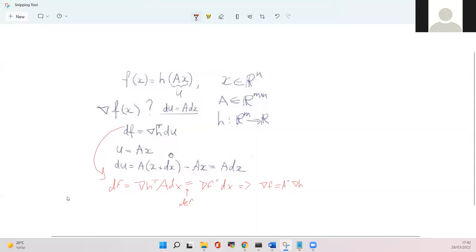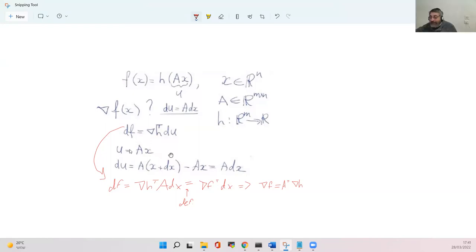Any question? I did something similar, but when we put the gradient of h transpose times A times dx, with the gradient of h, the variable is u. And when we substitute for du, we put A dx. So I thought the gradient of f transpose would be dependent on u, and we need it to be dependent on x, don't we? Do you understand me? Can I annotate or something?